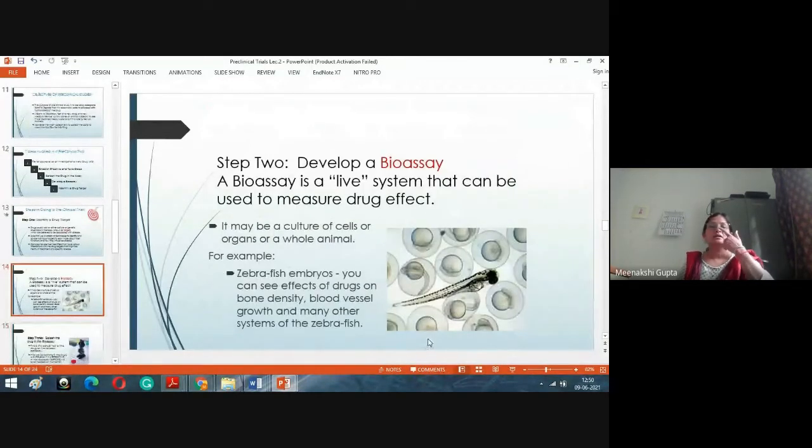Second thing is development of bioassay. So bioassay is a live system that can be used to measure the drug effect. So what is bioassay? Bioassay is a particular technique through which we can see the effect of a drug.